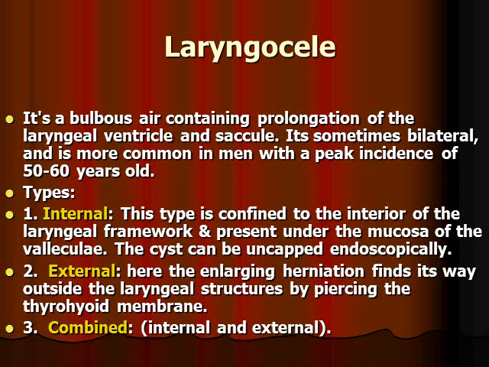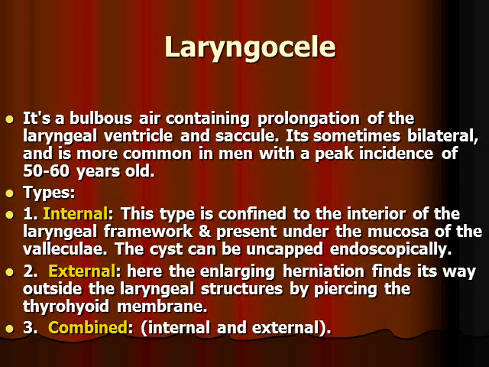It's sometimes bilateral and is more common in men, with a peak incidence at 50 to 60 years old. It could be an internal laryngocele, an external laryngocele, or a combined internal and external type. The internal type is confined to the interior of the laryngeal framework. It does not go out of the larynx and presents under the mucosa of the valleculae. See the vallecula, which is a depression, filled as a smooth lobulated swelling.